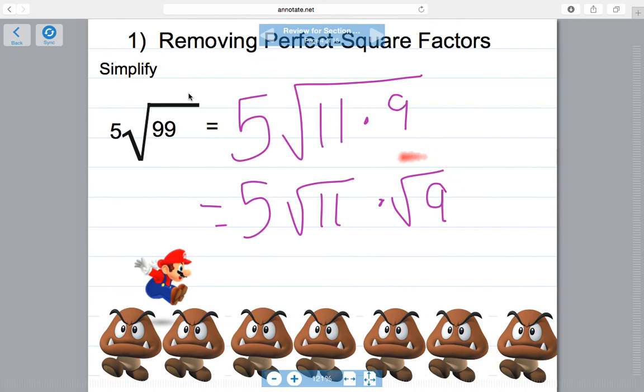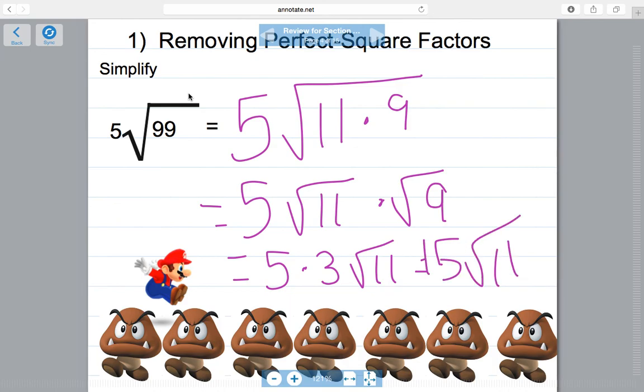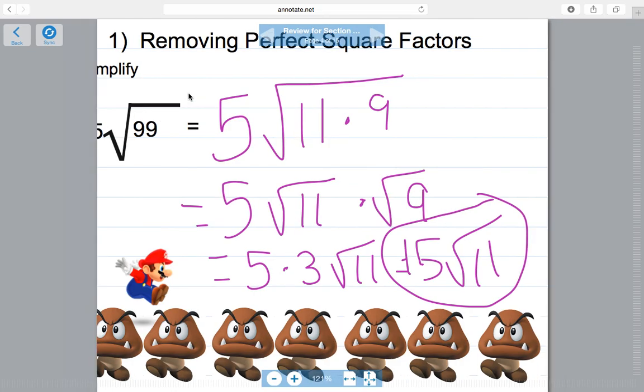Well, we know that the square root of 9 is 3. So we'll have 5 times 3 square roots of 11. Therefore, our final answer is 15 square roots of 11. The little mushroom guys are getting in the way. 15 square roots of 11. So those are some examples without variables.